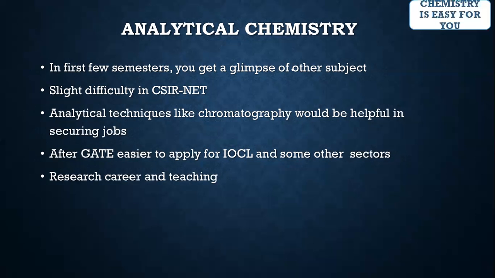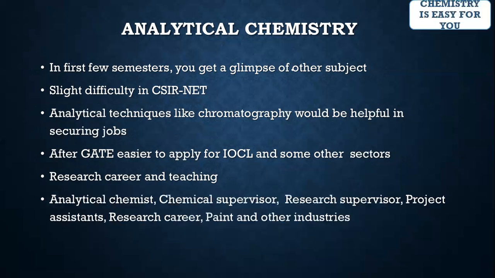And research career and teaching is again an option. The areas are a wide variety of jobs: analytical chemist, chemical supervisor, research supervisor, project assistant, research career, and again paint and other industries. In analytical chemistry, since you have analytical techniques, there are quality control officers, quality assurance officers, and research officers. You have a wide variety of job opportunities, but again there is a catch.